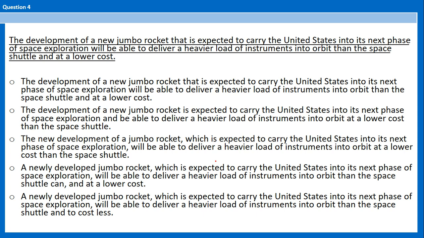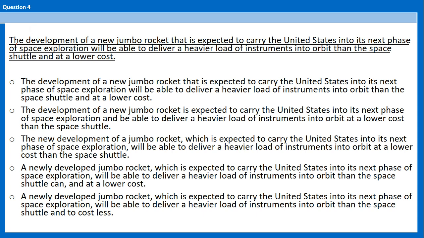Number 4. Okay, in this question, everything is underlined. Remember that you need to focus on the subject and the verb. Be careful with modifiers. So here you're starting with the development of a new jumbo rocket that is expected to carry the United States into its next phase of space exploration, will be able to deliver a heavier load of instruments into orbit than the space shuttle and at a lower cost.